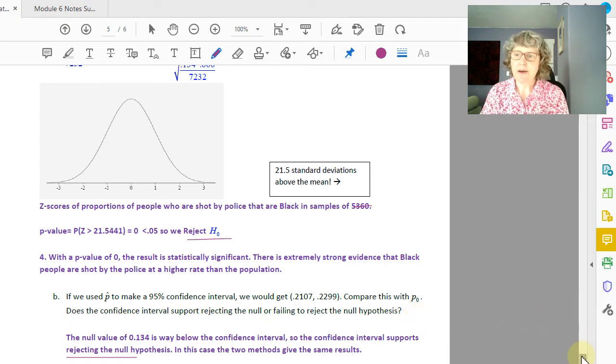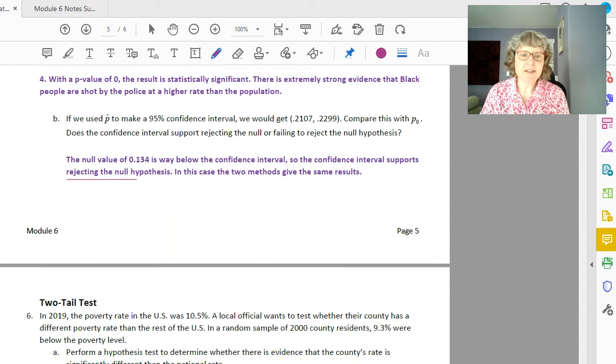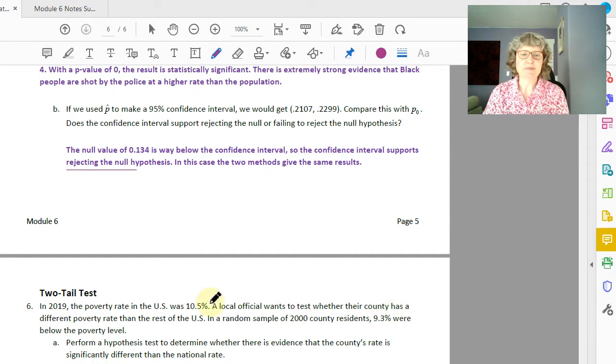Okay, one more. Again, if you want to try it, go for it. This one, I wanted to do an example of a right tail, a left tail, and a two-tail. So there is one thing different about a two-tail test because it has both tails. So let's look at this example. I won't show the hypotheses yet. In 2019, the poverty rate in the US was 10.5%. A local official wants to test whether their county has a different poverty rate than the rest of the US. In a random sample of 2,000 county residents, 9.3% were below the poverty level.